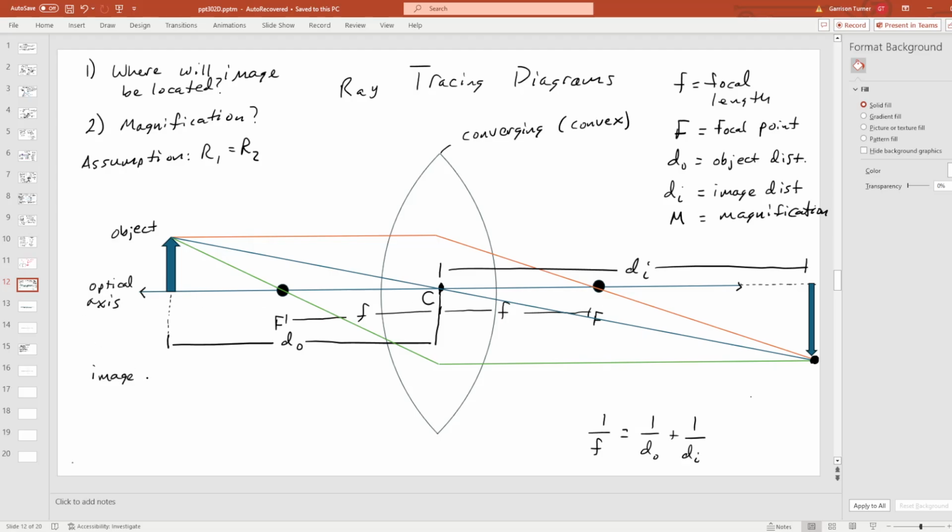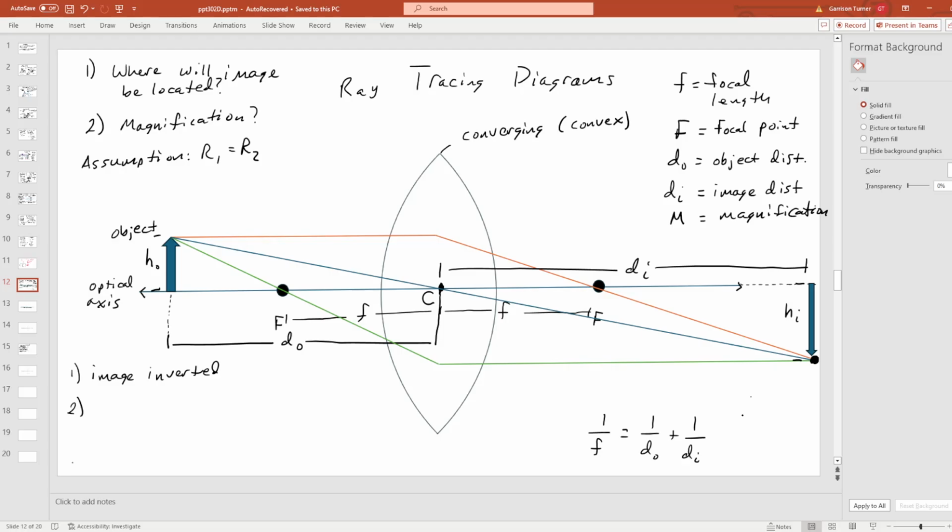The first thing to note is that the image is inverted or upside down. And if you've ever held a magnifying glass out at arm's length, you've actually seen this. You've observed this effect. And number two, we specify the height of the object to be h naught, or h0, for height of object. And then we denote the height of the image to be hi.